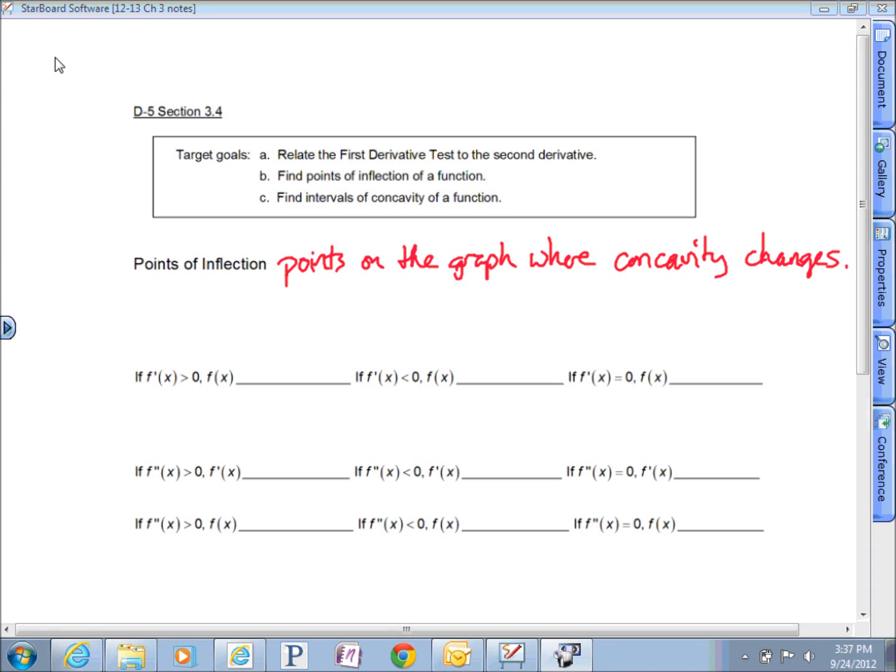Chapter 3. We're looking at section 3.4, and our goals relating the first derivative test, this time to the second derivative, though. What does that mean? And we're going to find these things that are going to be called inflection points. So what are inflection points?